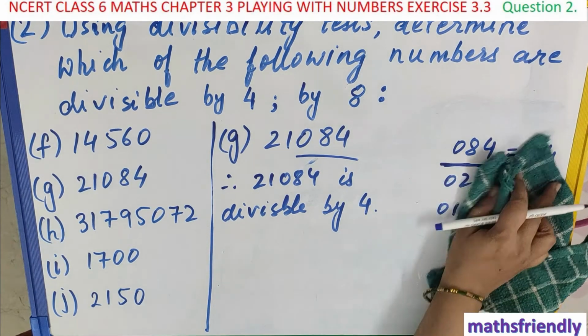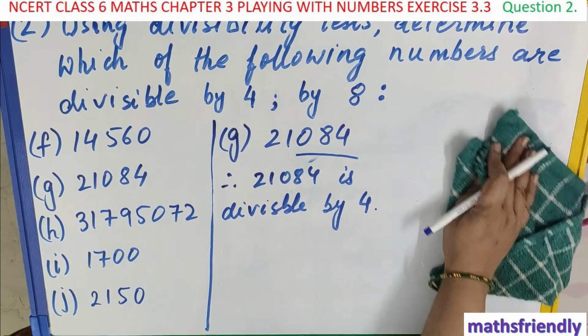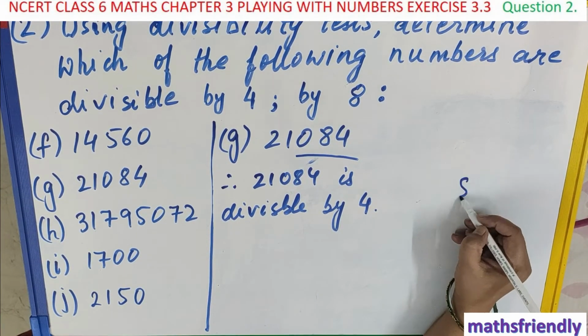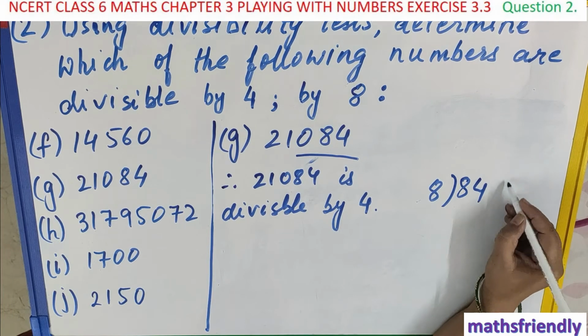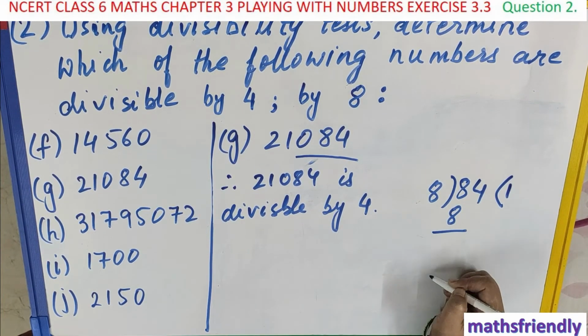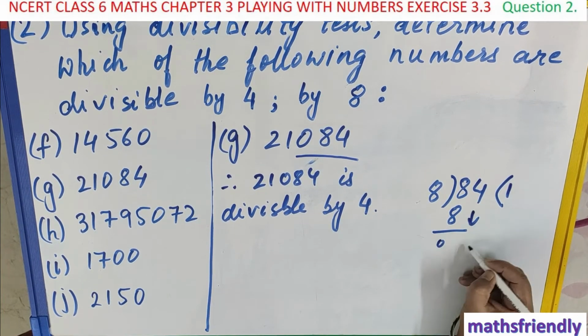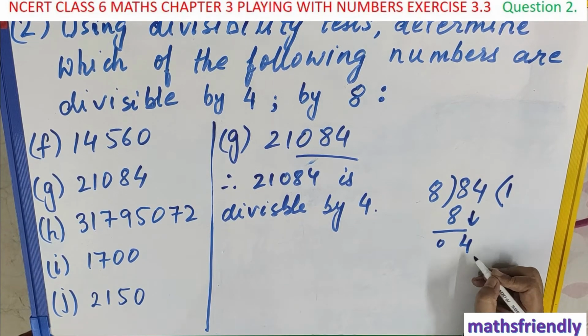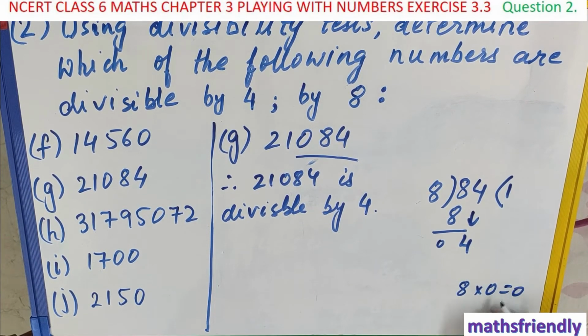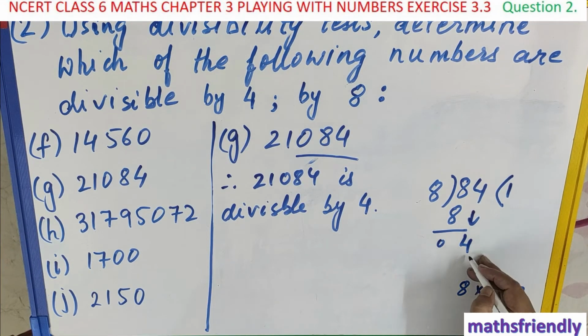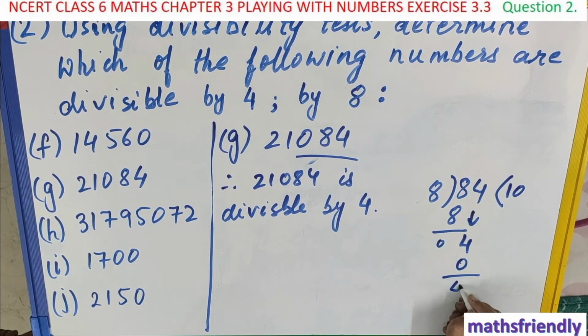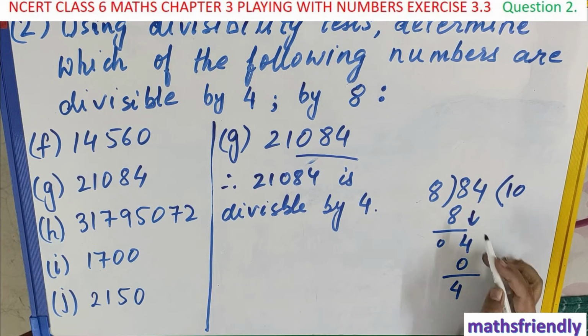So we will check whether that 84 is divisible by 8 or not. 8 ones are 8, the remainder is 0. Again this 4 will come down. 8 zeros are 0, because if we do 8 ones are 8, then it will be greater than 4. Now the remainder is 4. It means when we divide 84, the quotient is 10 and the remainder is 4.